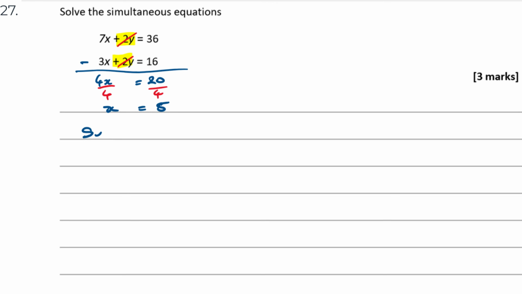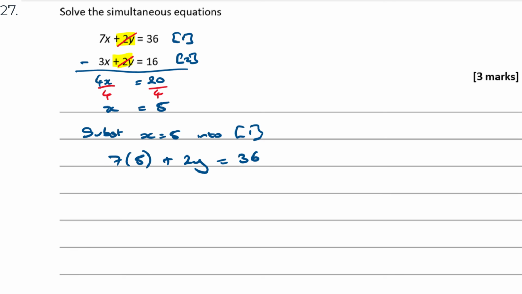So let's substitute x equals 5 into, well, this is equation 1, this is equation 2, so we can say into equation 1. So 7 lots of x, 7 lots of 5 plus 2y is equal to 36. Well, 7 5s are 35.